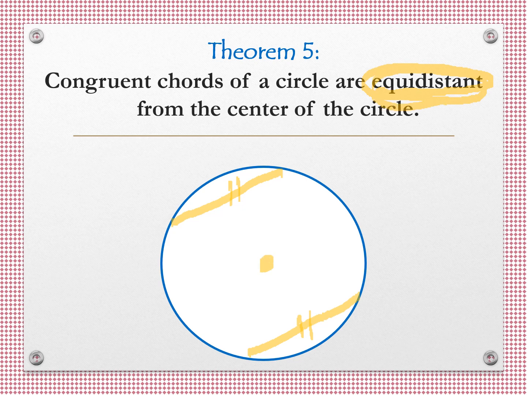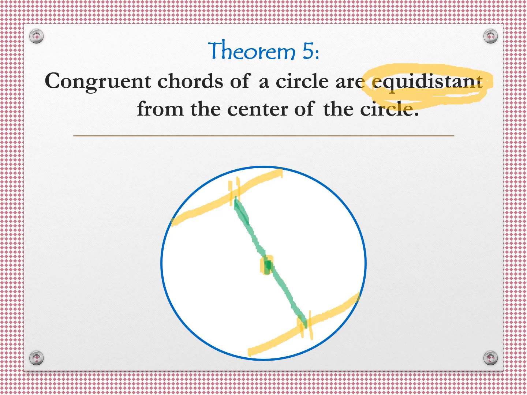So let's say this is the center. If you measure the distance from the chord to the center, the distance is this line or this segment. And from the center to another chord, it's also the distance of this chord from the center. So it says here that as long as the two chords, the two yellow segments, are congruent or equal, then they are equidistant from the center of the circle.